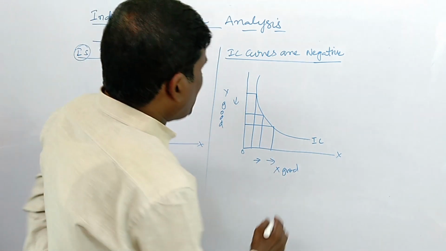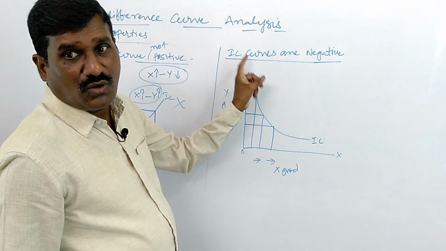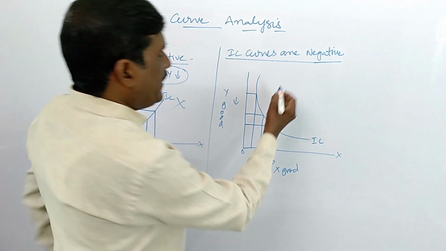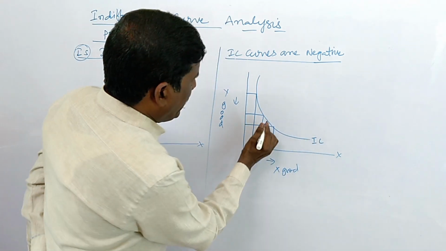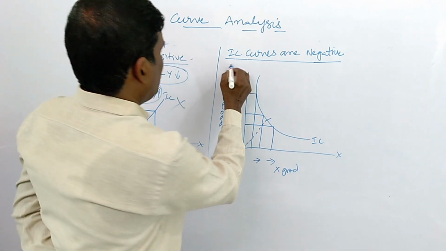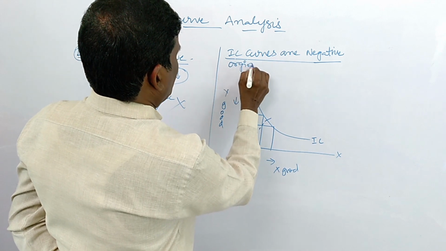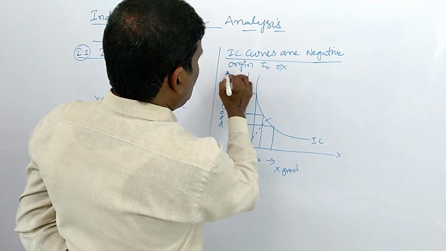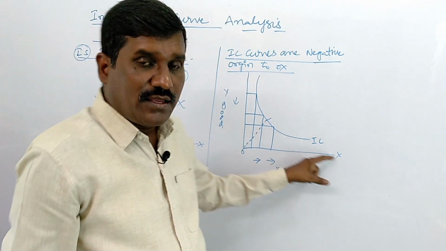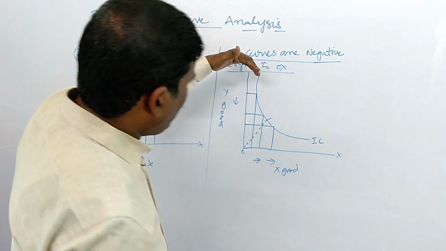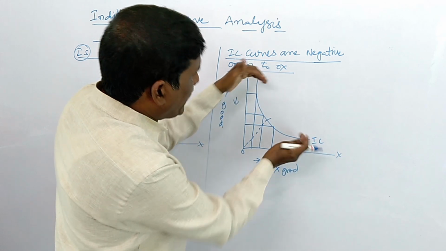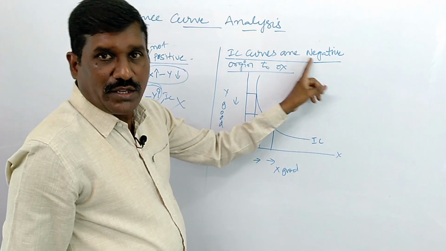Okay, so this is the action of IC curves. So always the IC curves are negative. Moreover, this is the origin to OX. This is also one of the features of indifference curve. Negative means downwards from left to right. A curve going downwards from left to right is called negative slope.